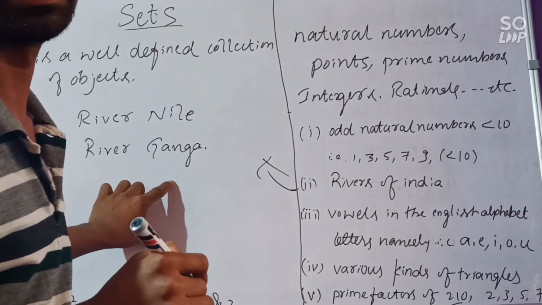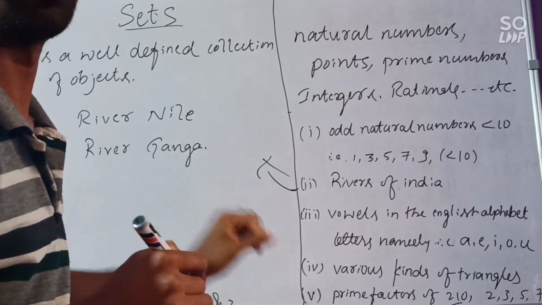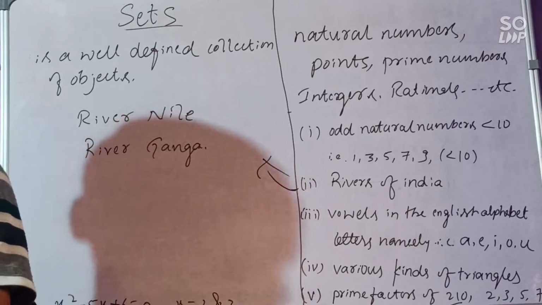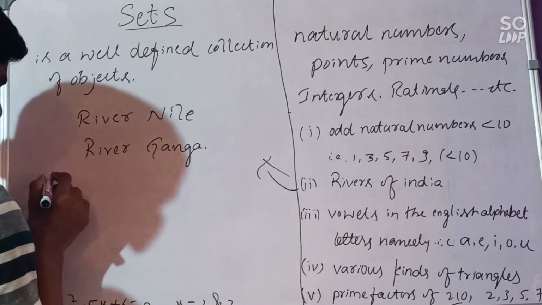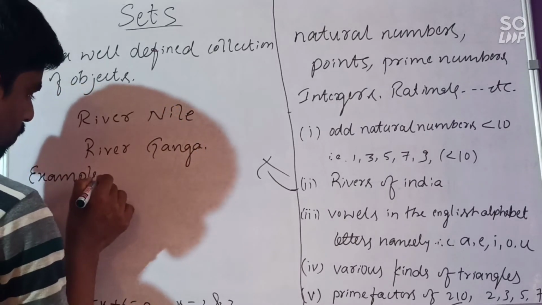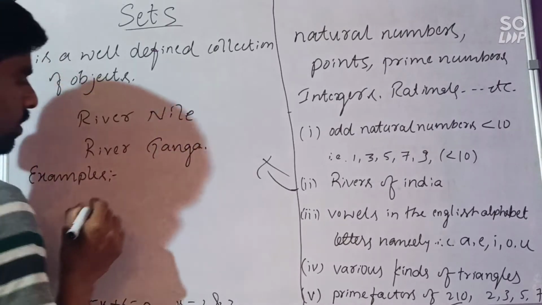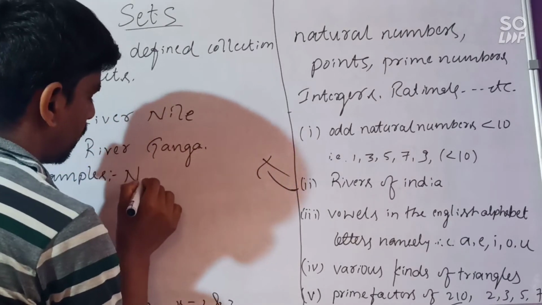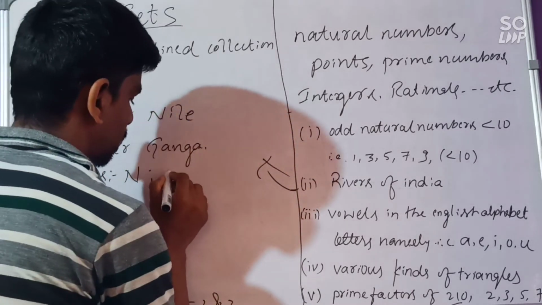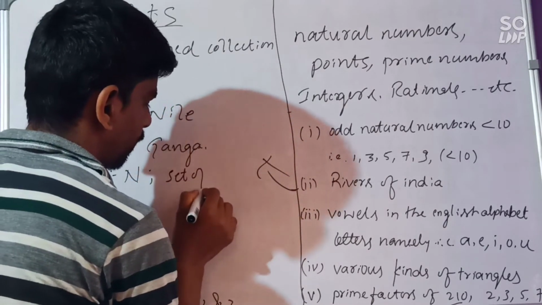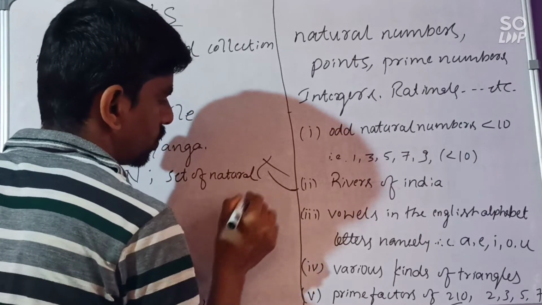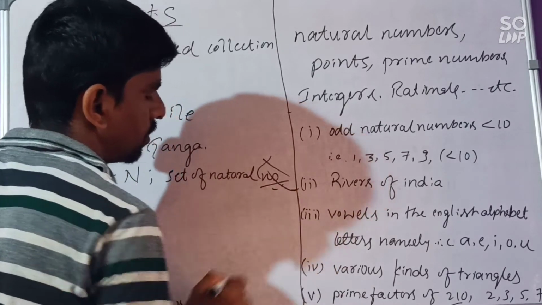Now we give below a few more examples of sets used particularly in mathematics. Examples. Capital N represents the set of natural numbers.